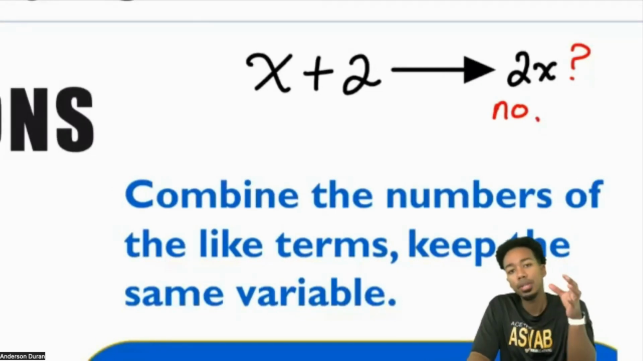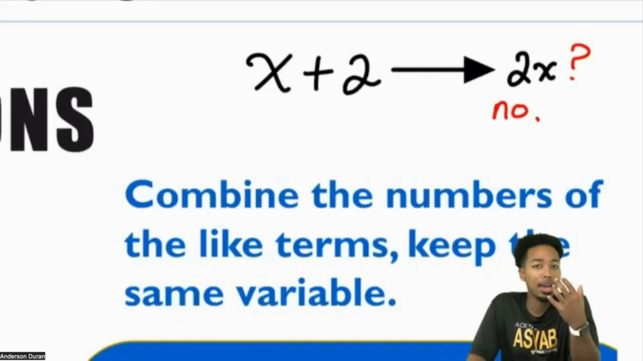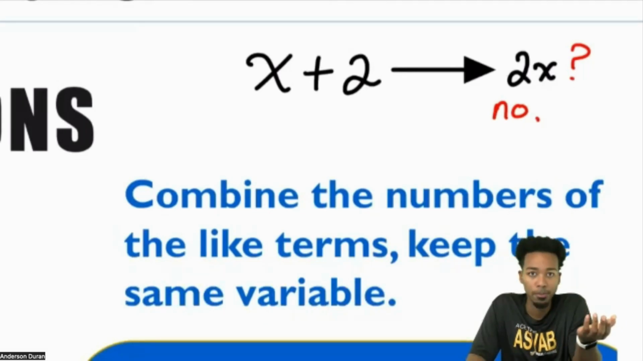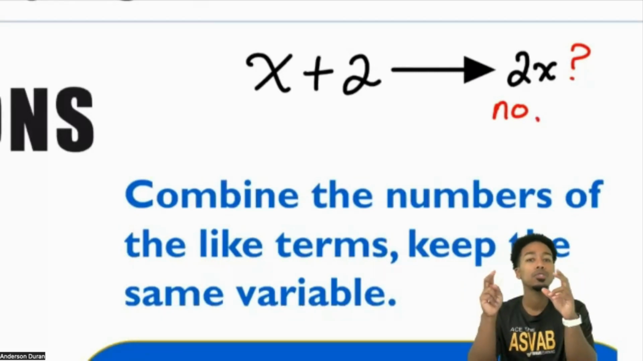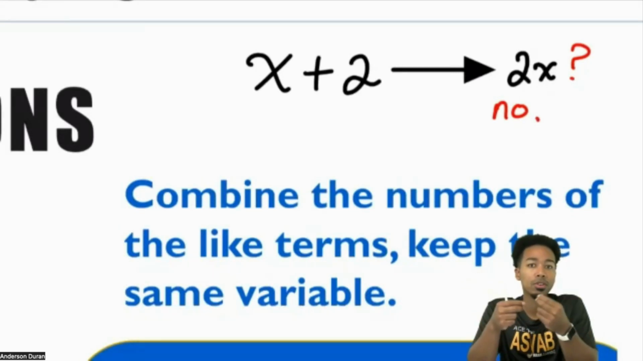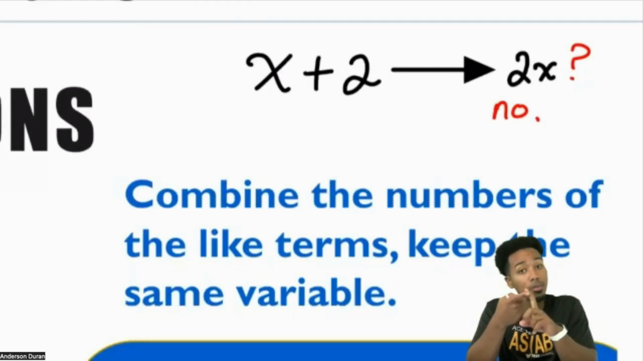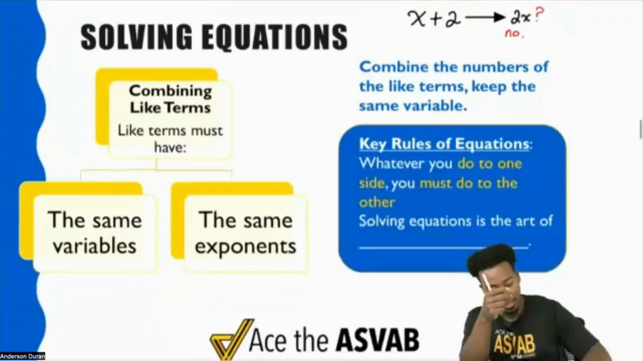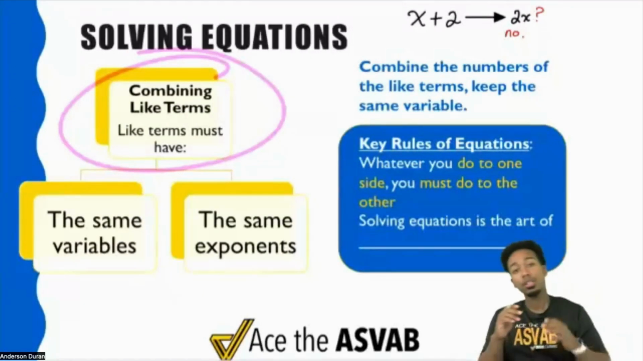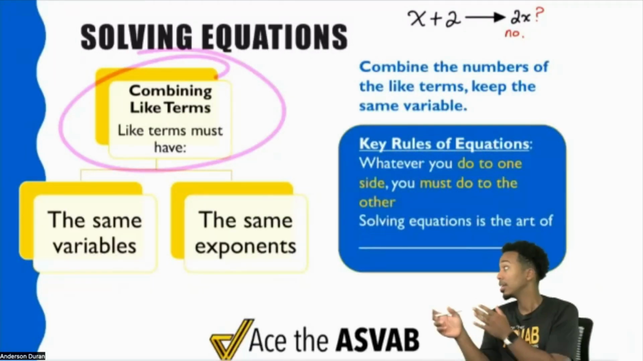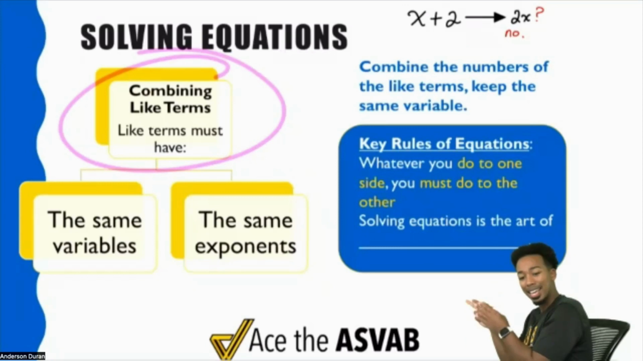The thing is, you can only combine what are called like terms. Like terms are terms that are basically speaking the same language. And by same language, I mean terms that have two things, the same variable and the same exponent. So let's write this down to show you exactly what I mean. When you're combining like terms, they have the same variables and the same exponents.